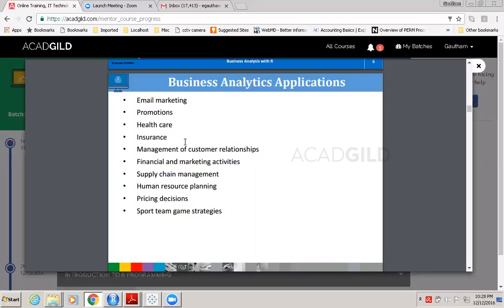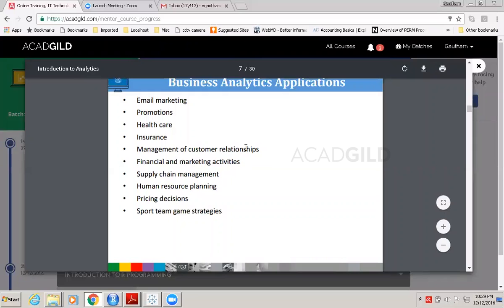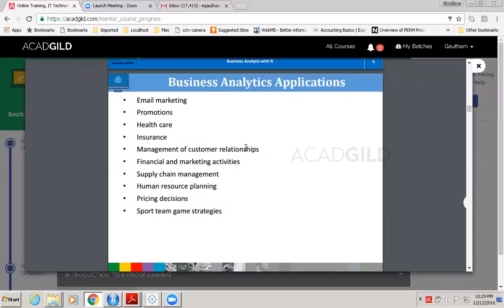healthcare, insurance. There is not a single field. You are asking me where all it can be used. There is no single field of business where this kind of information is not useful. We talked about customer relations, where customer support can use both voice data as well as text data to come up with analytics.